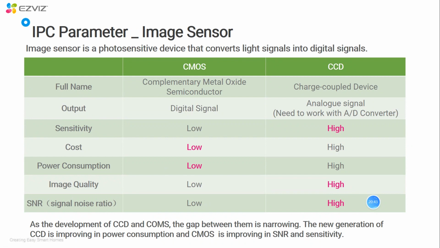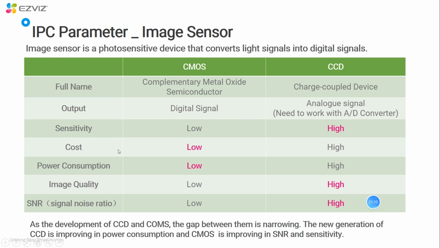This is the main difference and comparison between the CMOS sensors and the CCD sensors. The CMOS sensor will output a digital signal, while the CCD will output an analog signal. So it will need to work with an AD converter.